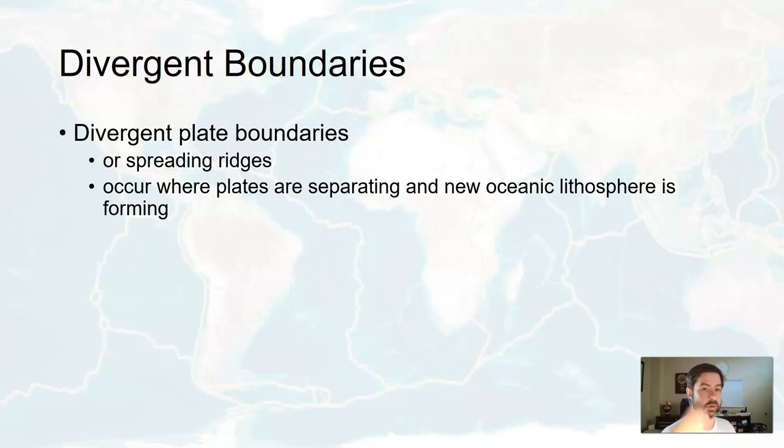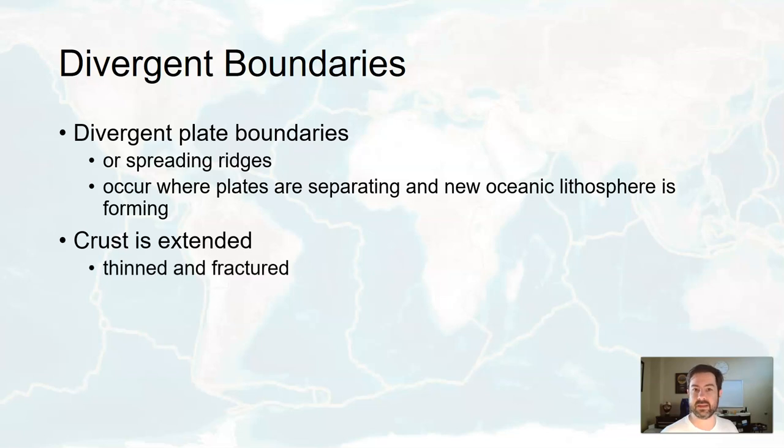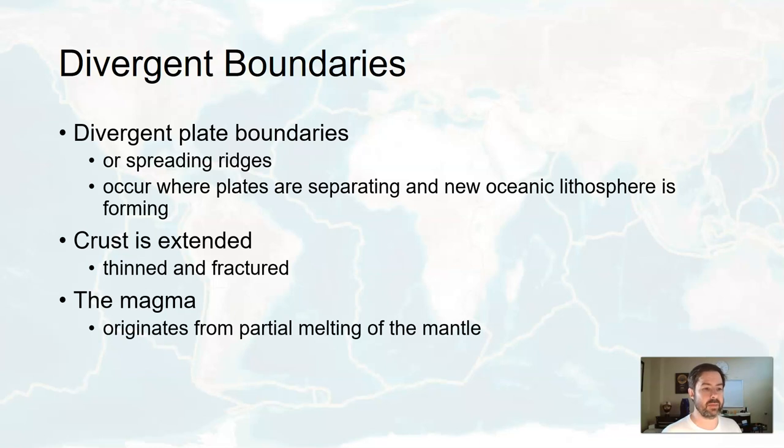And again, it's occurring where plates are spreading apart, and new, for the most part, oceanic lithosphere is forming. The crust in these areas is extended, thinned and fractured, which allows magma to push its way up and fill in the gap to create brand new crust. The magma originates from partial melting of the mantle. Remember, the mantle material is mostly solid. Remember I said it's like hot Play-Doh mixed with rocks.